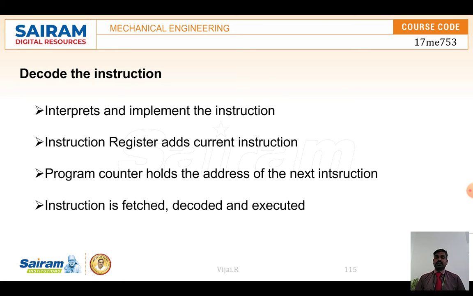Decode instruction is the next level. In the decode instruction stage, whatever instruction we already brought is decoded for processing. The instruction register already has the current instruction, and the program counter already holds the next instruction, and here the decoding happens. These happen simultaneously. The implementation of the instruction is interpreted in the decoding.